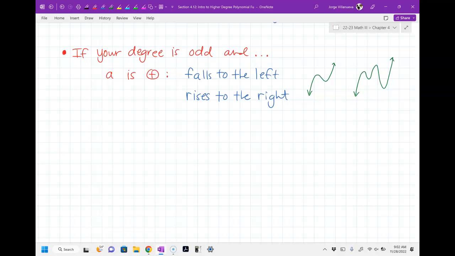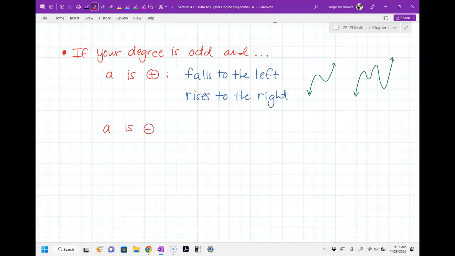So if A is positive, it's going to fall to the left, rises to the right. Now, if you're getting a little scared because you're looking at that weird function over there and you're like, I've never graphed anything like that, you're not going to really have to graph it. You just got to know what it looks like, okay? And if you understand what it looks like, then you should be okay, all right? You don't have to actually graph it. They're going to graph them for you. You just got to pick the right one.